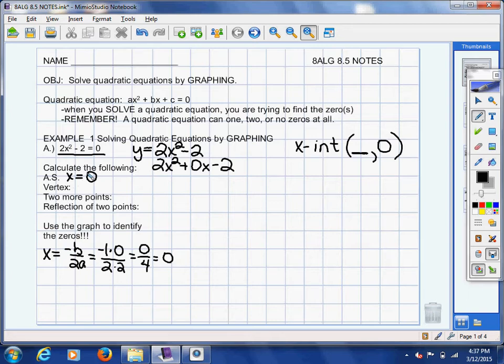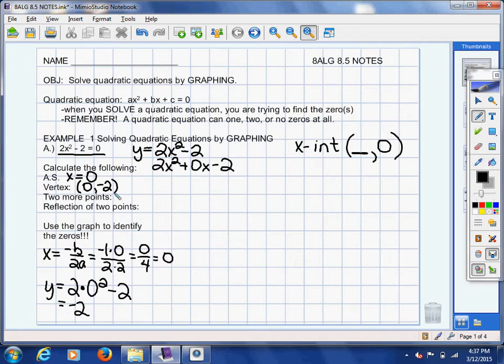Okay? Now to find our vertex, we already know the x of our vertex is 0. Remember, axis of symmetry is the same number that's the x of your vertex. So you're going to go back to your original equation, and you're going to plug in 0 for anywhere you see an x. Okay? Now 0 squared is 0. 0 times 2 is still 0. 0 minus 2 is negative 2. So our vertex is going to start at negative 2.